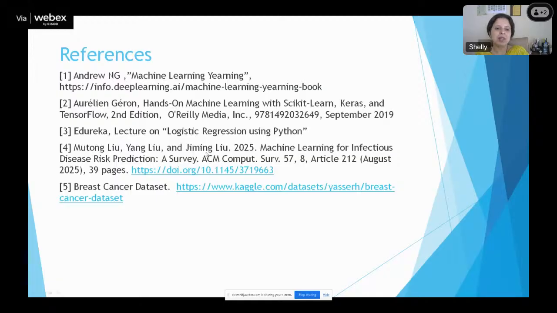The authors are both Liu, but the first names are different. The paper is on machine learning for infectious disease risk prediction. Whenever PhD scholars start their research, the first thing is to read and start with an ACM Computing Surveys paper, or any other review paper, maybe from an IEEE journal or an Elsevier journal, which is usually recommended.